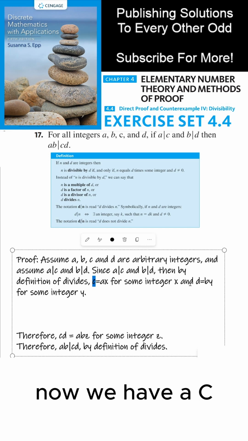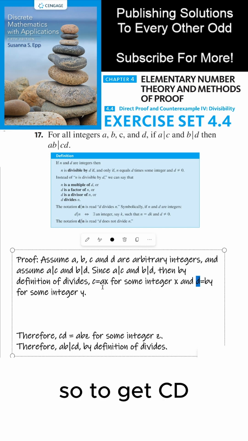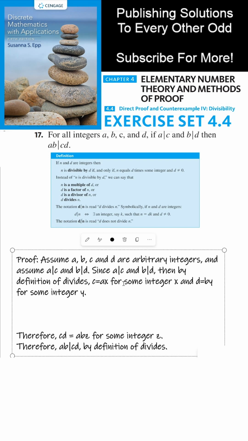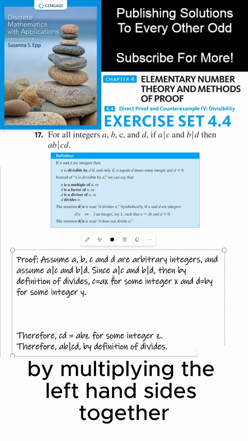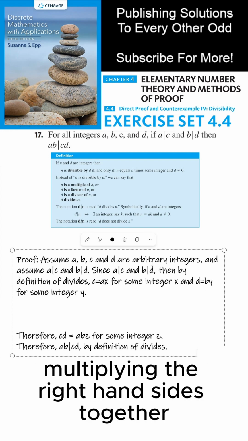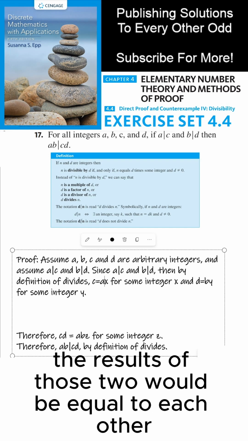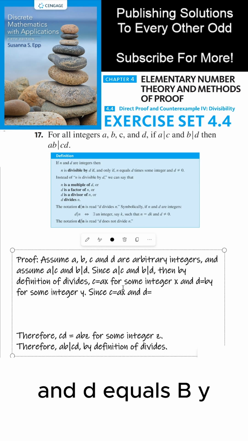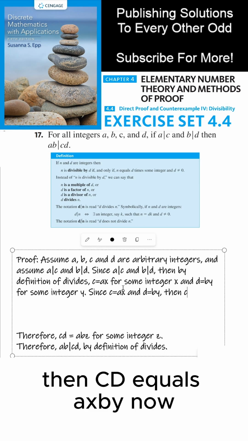Now we have a c and we have a d, so to get cd, we could multiply these two equations together by multiplying the left-hand sides together and then separately multiplying the right-hand sides together. The results of those two would be equal to each other. So since c equals ax and d equals by, then cd equals ax times by.